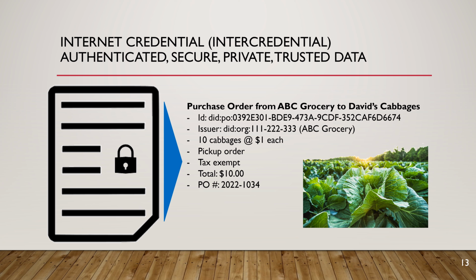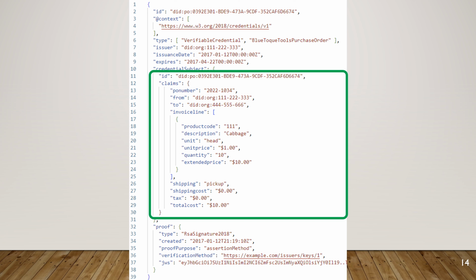Here's an illustration of that purchase order represented as a verifiable credential, and some of the information it might have. On the left is the DIDComm notation that we use for a verifiable credential. And if we actually wanted to see what an example verifiable credential looks like, this is what it looked like. It uses another computer language called JSON, and if you look inside the green box, you can see there's a purchase order number and a from and a to and an invoice line for the 10 cabbages at $1 each, and this is the information that is transmitted in that secure, private, encrypted way from ABC Grocery over to David's Cabbages.